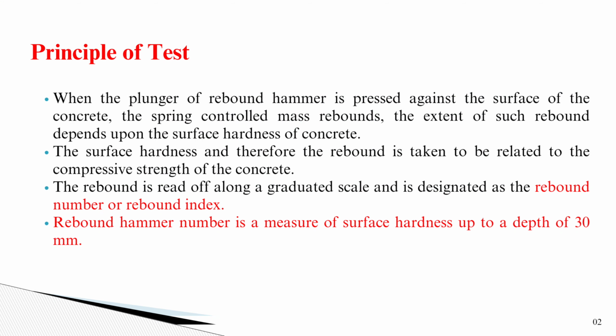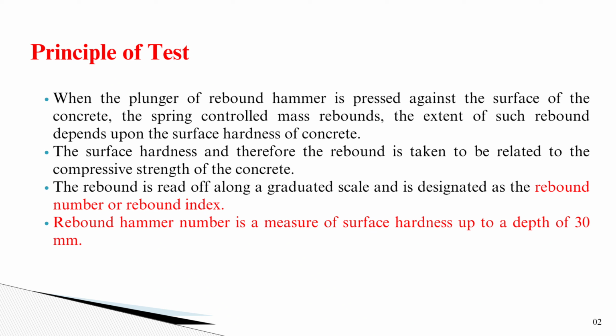Now, principle of the test. When the plunger of the rebound hammer is pressed against the surface of the concrete, the spring controlled mass rebounds. The extent of such rebound depends upon the surface hardness of the concrete. The surface hardness and therefore the rebound is taken to be related to the compressive strength of the concrete. The rebound is read off along a graduated scale and is designated as rebound number or rebound index.